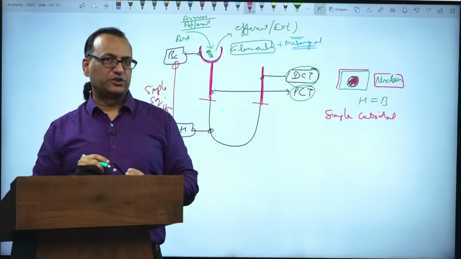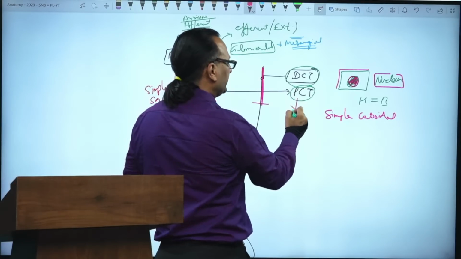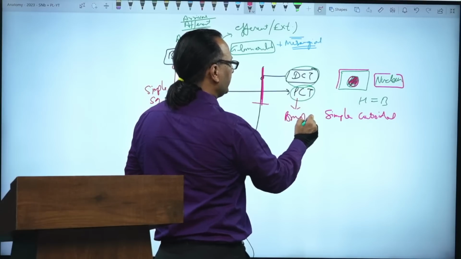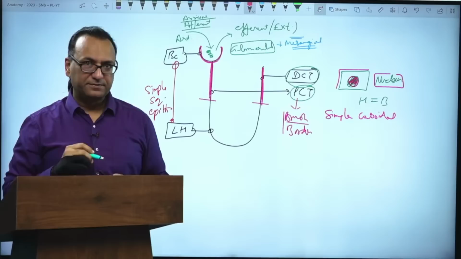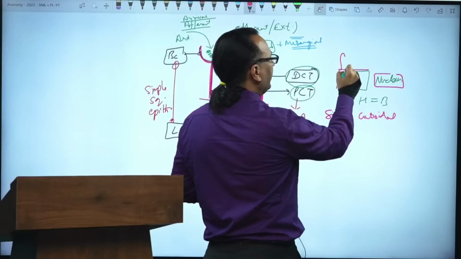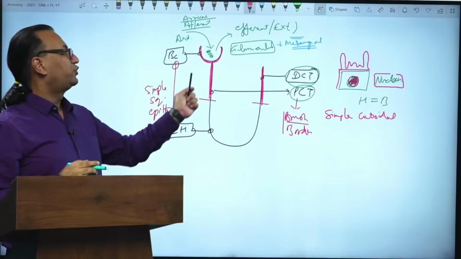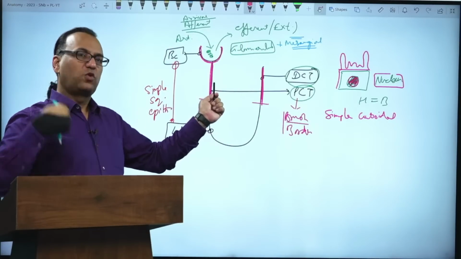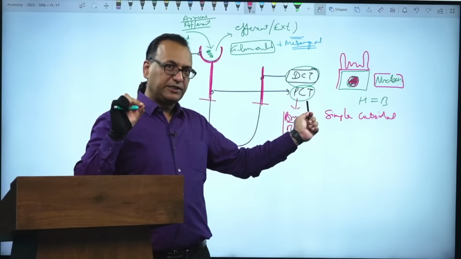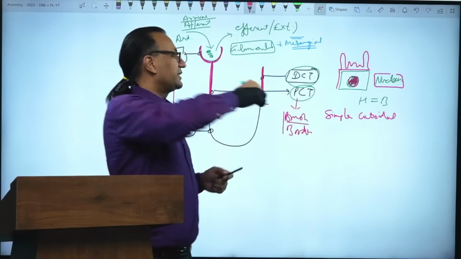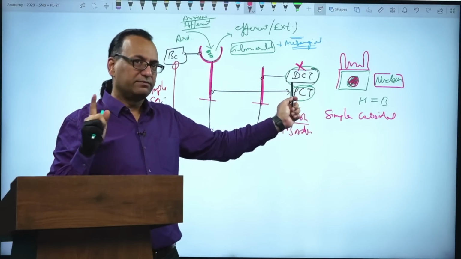But there will be a difference. In PCT, there will be brush border. Now when you say PCT will have brush border, what is brush border? Brush border is, it will have microvilli, and these microvilli increase the surface area of absorption so that you can absorb more of sodium, glucose, amino acid. Now this brush border is present in PCT, not in DCT. DCT does have microvilli, but they are not forming brush border.